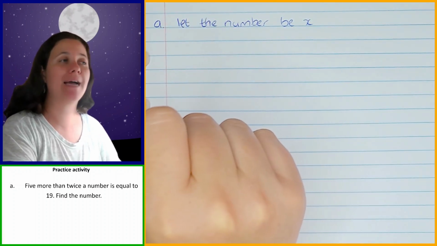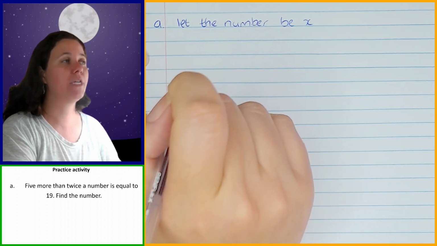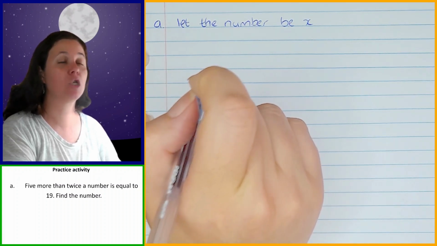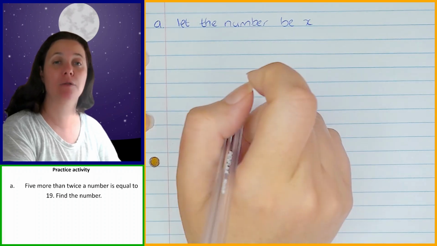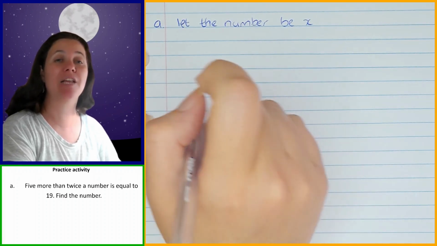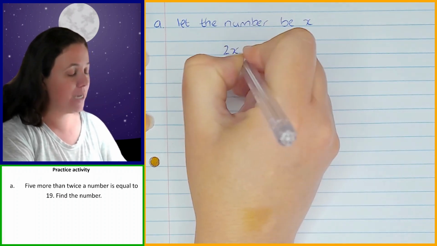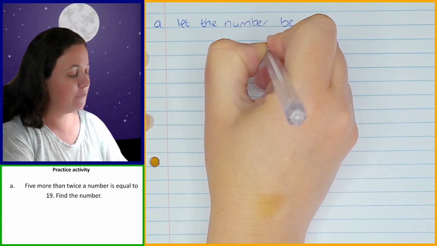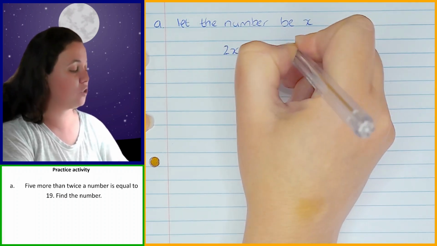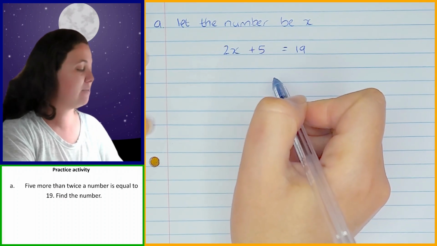Now we're going to go and set up our equation. So they've told us 5 more than twice a number. Okay, so twice a number means we're doubling the number. We're timesing it by 2. And 5 more than that means we're adding 5 to that. So it's going to be 2x to get twice the number plus 5. And then they say it's equal to 19. So equals 19. So that's our equation. 2x plus 5 equals 19.